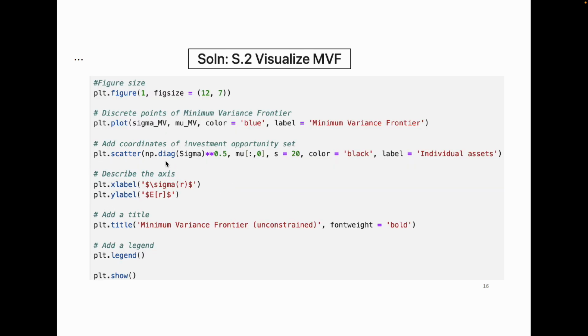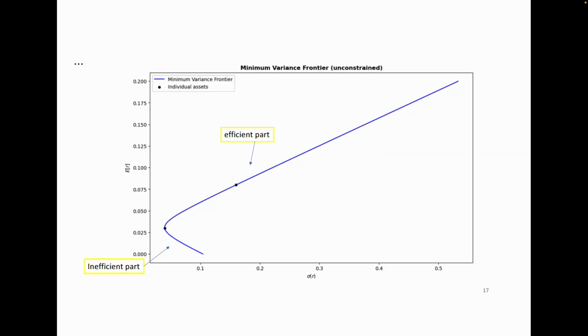And now I also provide axis descriptions, so plt.xlabel and plt.ylabel. And you see you can use LaTeX notation and it will be understood in the labels. Okay, then I give a title, minimum variance frontier, unconstrained. Then I say plt.legend, so it should use these labels in a legend, and then plt.show, it shall show the figure. Okay, so that's what I get here.